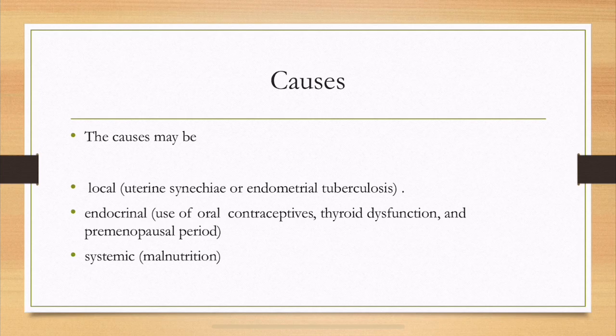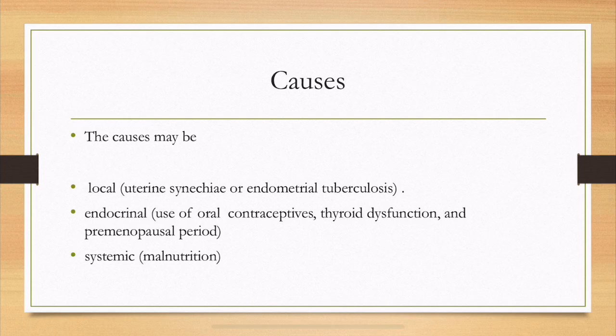Local: uterine synechiae, Asherman syndrome, or endometrial tuberculosis. You see the tuberculosis which occurs in the lungs as a secondary TB. It can occur via the hematogenous spread or the lymphatic spread. It can affect the genital tract, resulting in endometrial tuberculosis.